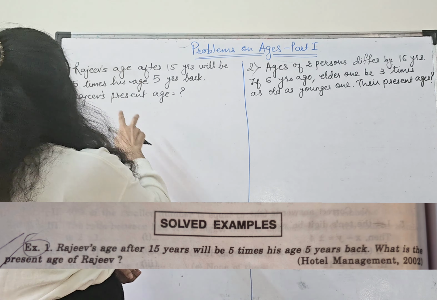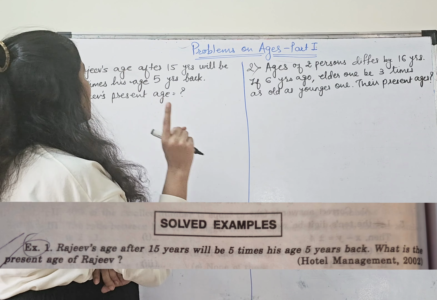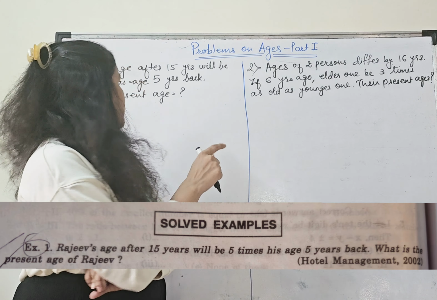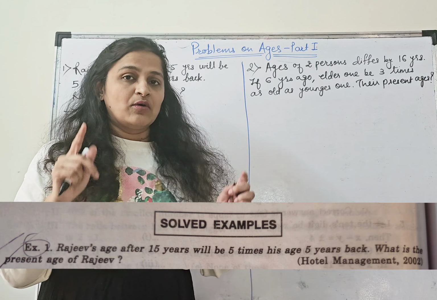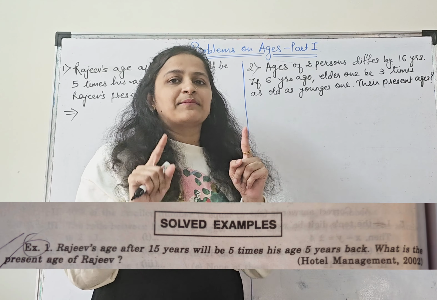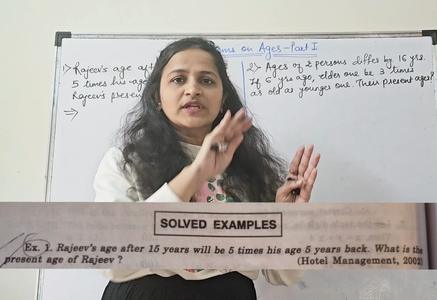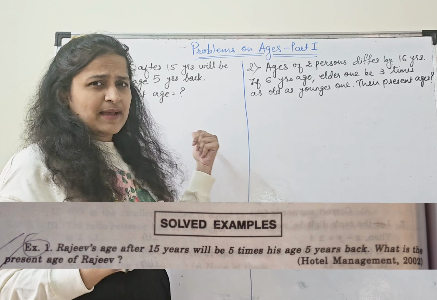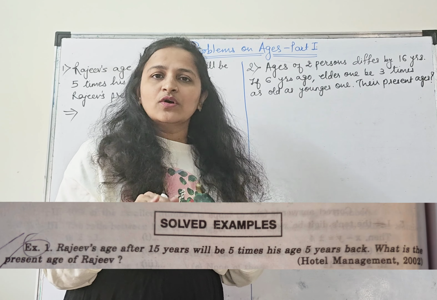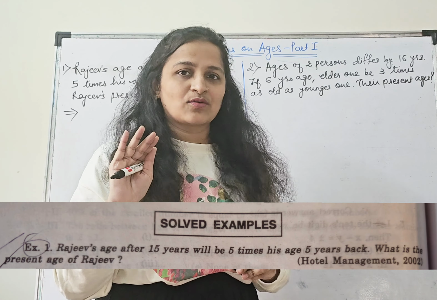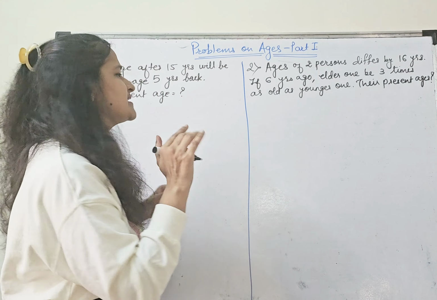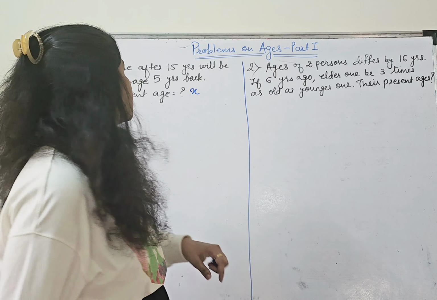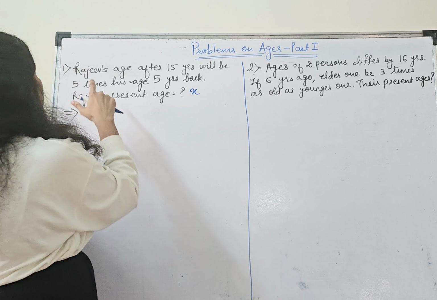Let's read the question. First is Rajiv's age after 15 years will be 5 times his age 5 years back. Okay, so find out his present age. Now observe carefully. During exam, in any question, you have to figure out if there are multiple people given or just one person, right? So in this example, just one person is given, right? So that is going to be more easier one. Okay, so this will be very easy. So let's assume the present age of Rajiv as X. Good. Now let's see the statement which is given to us.